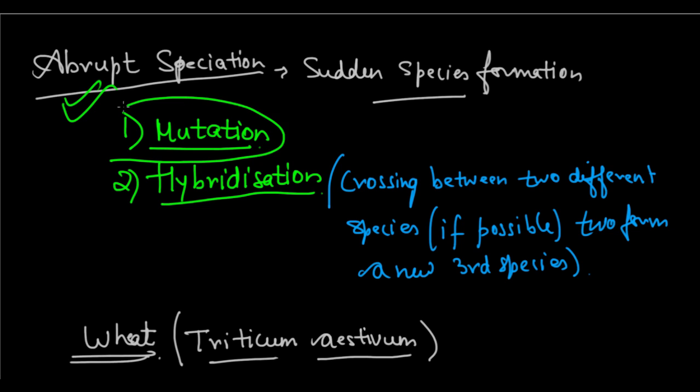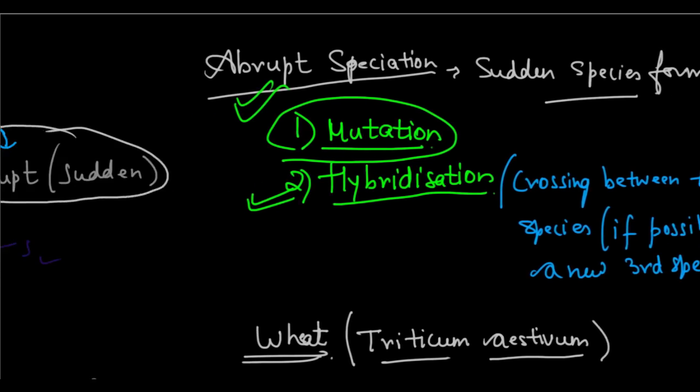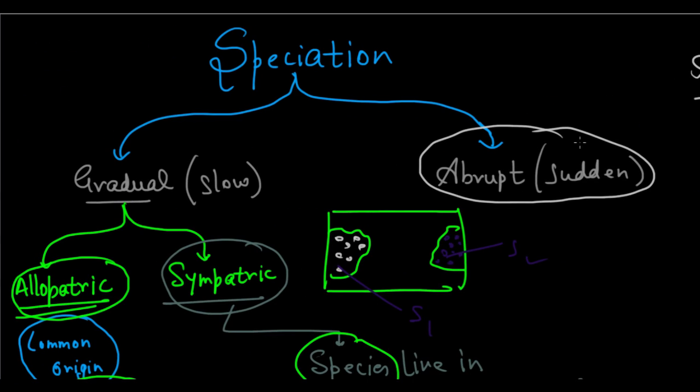It can be done through mutation as well, I've discussed, and I've discussed hybridization in a lot of detail with an example, right? So I hope that's absolutely clear, and with this we conclude our video on speciation.